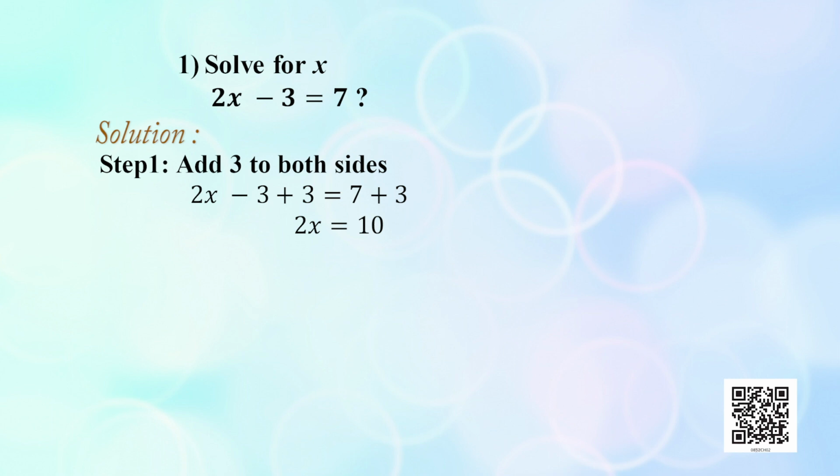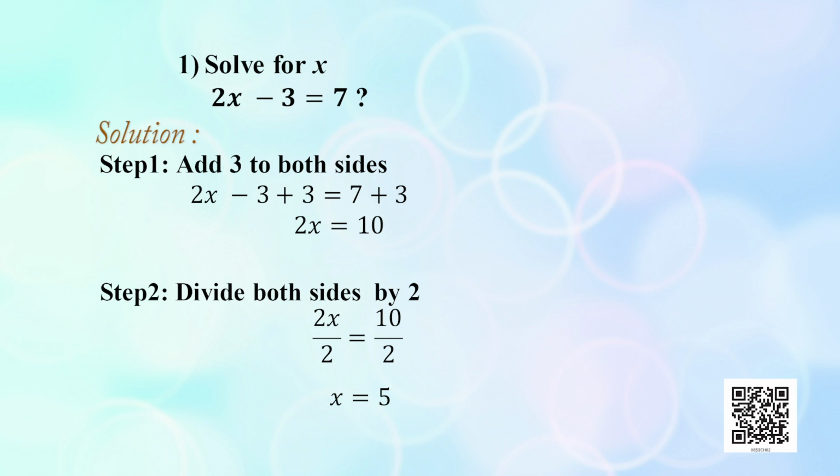Now, in order to eliminate 2, the second step is to divide both sides by 2. 2x divided by 2 is equal to 10 divided by 2. So, in 2x divided by 2, the 2 gets cancelled, x is left, and 10 divided by 2 is 5. Therefore, x = 5. x = 5 is the required solution of that equation, that you know already.